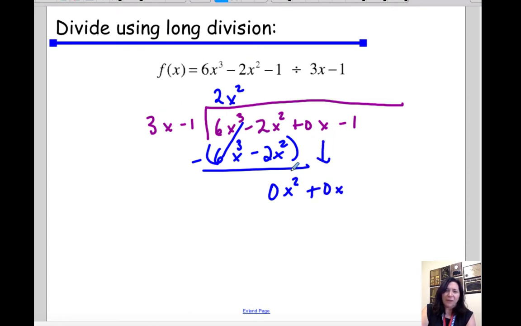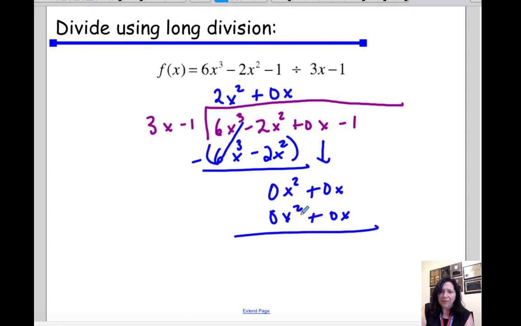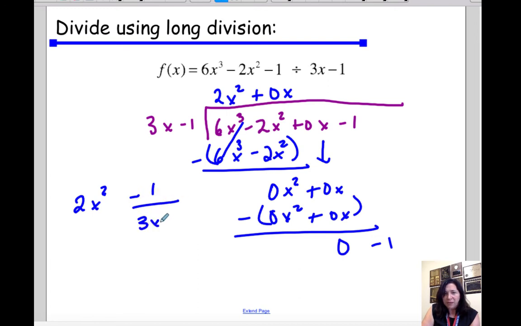So we have 3x times what? Nothing. No value. Okay, so 0x times 3x is going to be no x squared. And 0x times negative 1 is still no x. Okay, and then we're going to subtract. We get 0. Bring down the next number, and we are done. That's my remainder. So technically for this problem, we have 2x squared plus no x, and my remainder is negative 1 over 3x minus 1. So that's kind of unique.